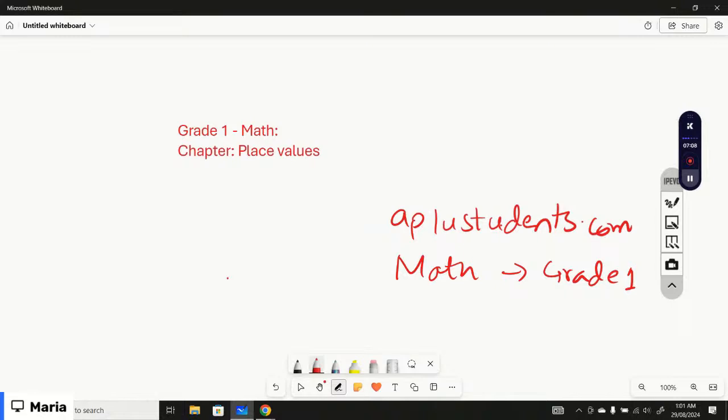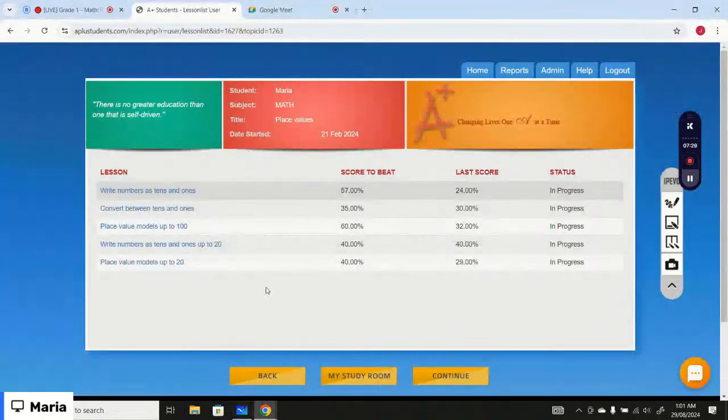We're going to start with the chapter place values. So please make sure you have your notebook and pencil so that you can note down the important examples and definitions as well, right? So here I'm on grade 1 math. The chapter we're on right now is place values. Let's just start with the first lesson, that is write numbers as tens and ones.